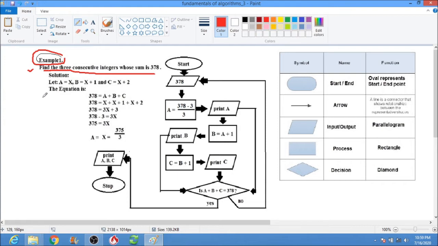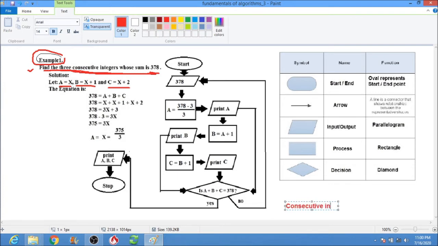So let's start. Three consecutive integers whose sum is 378. We first solve for the value of the first integer, the second integer, and the third integer, and then we make a decision on whether the sum is 378. So let A equal x, B equal x plus 1, and C equal x plus 2.